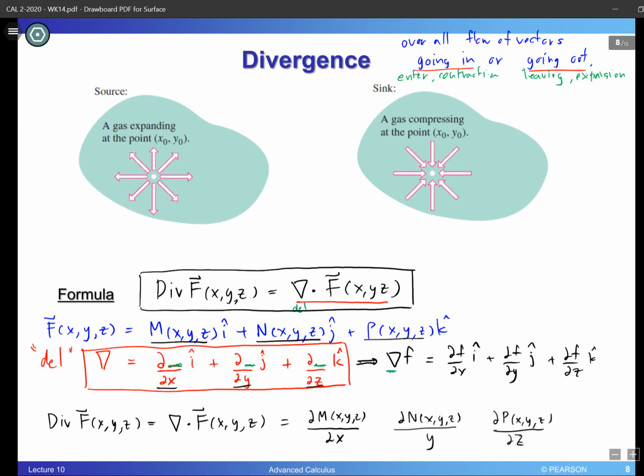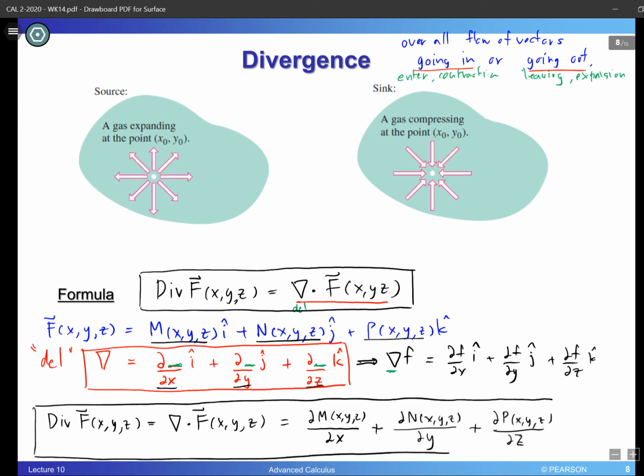Okay, this is one. This one is with respect to y. Dot product, you are supposed to add them all together. So there you go. That is the divergence of a vector field in detail. That is the full formula that you are going to use later. So let's put a box around this. So there you go. In terms of the calculations, you use this.